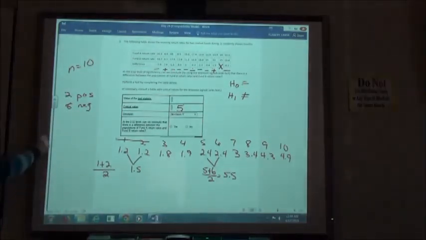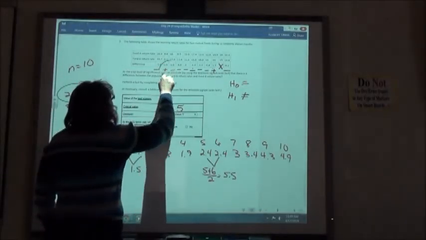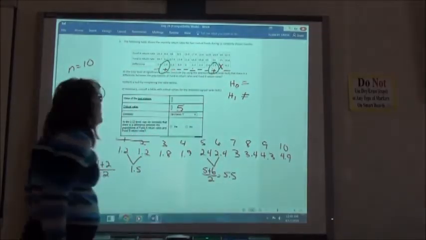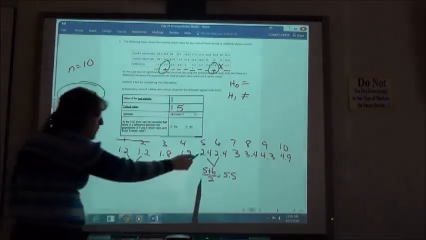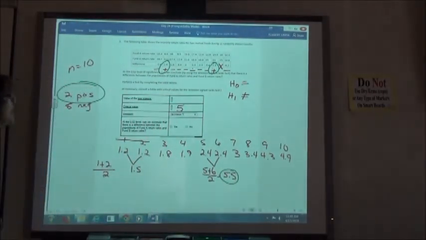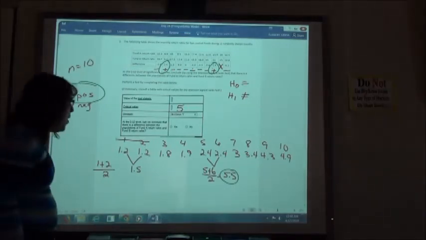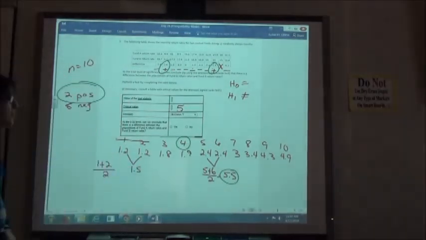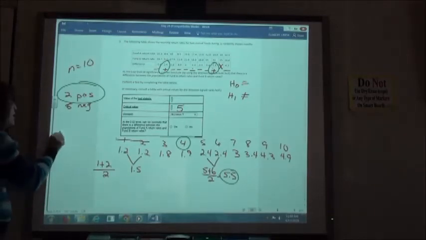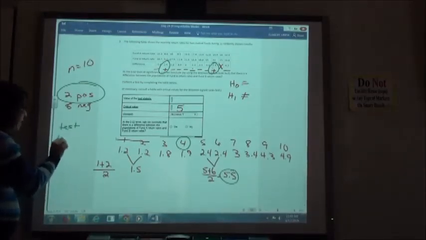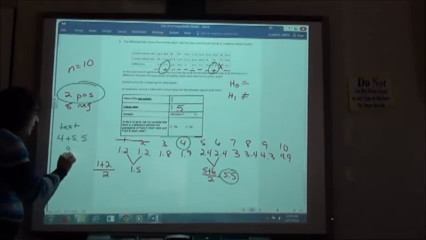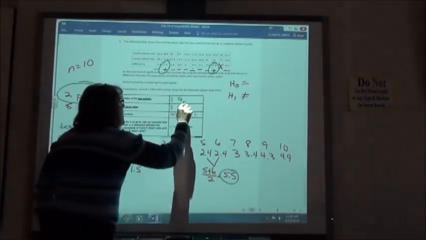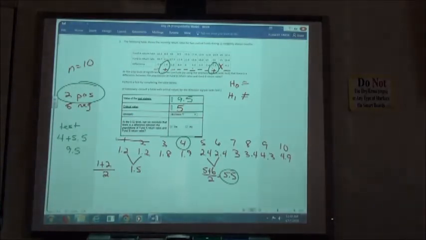When we do our signed rank test, we're going to use the one that has the lower number of positives or negatives. So in this case, we're going to use the 2 that were positive. So we had 2.4 and 1.9. The ranking of my 2.4 was this 5.5 that we averaged out. The ranking of my 1.9 was the 4, because we didn't have to average that. So for our test value, we're going to take the 4 plus the 5.5, which is 9.5. 9.5 would be the value of our test statistic.